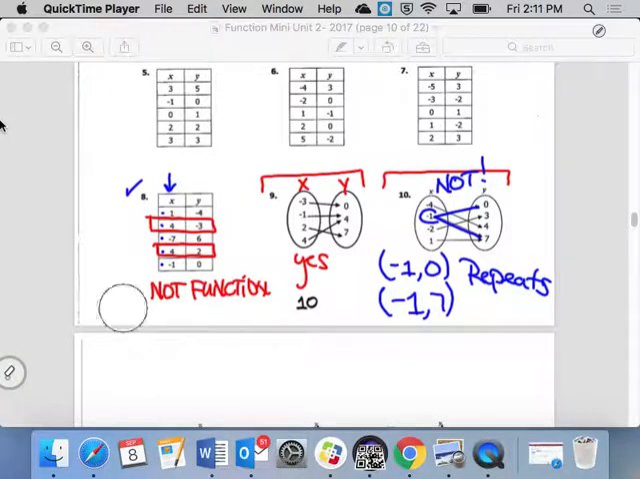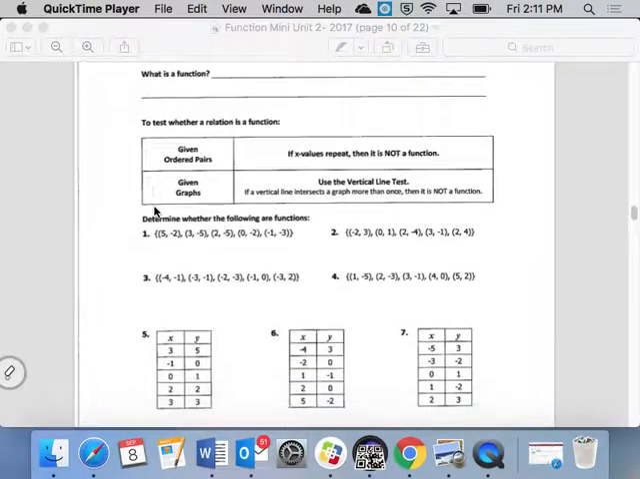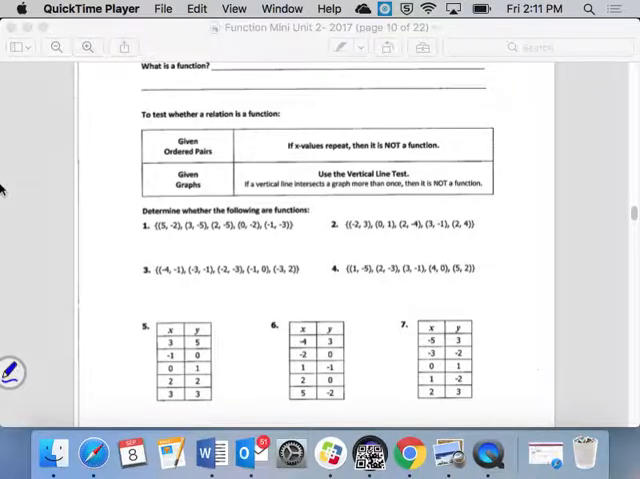The second way to recognize a function is by looking at the graph. So I'm going to go back up to the top for just a minute. When you're given a graph, there's something called the vertical line test, and sometimes I'll just use the initials VLT for vertical line test. I would like to show you how to determine, using the vertical line test, whether or not the graph represents a function. So let's do that.